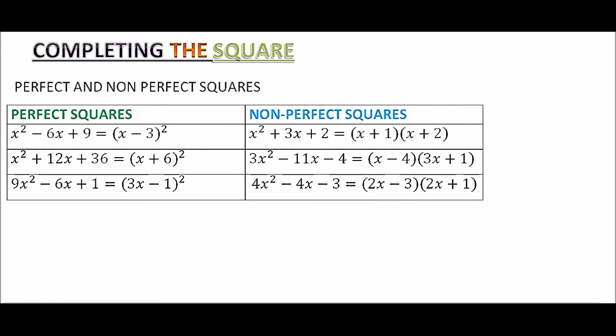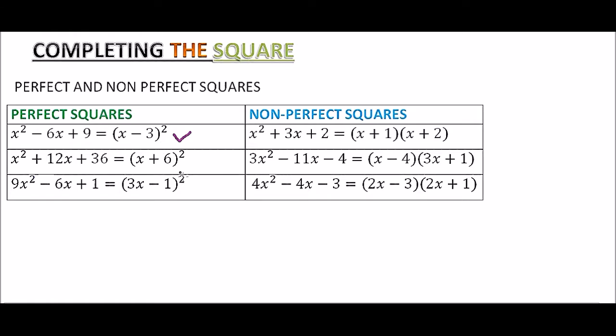In this lesson, we are going to cover completing the square. Completing the square is a method whereby we make any quadratic expression a perfect square. In our previous lesson, we had learned the difference between perfect squares and non-perfect squares. Perfect squares are those quadratic expressions whose factors are repeated, like x squared minus 6x plus 9 is equals to x minus 3 into bracket squared.